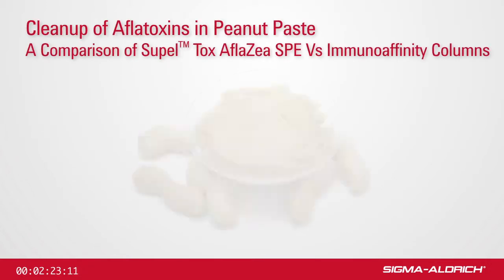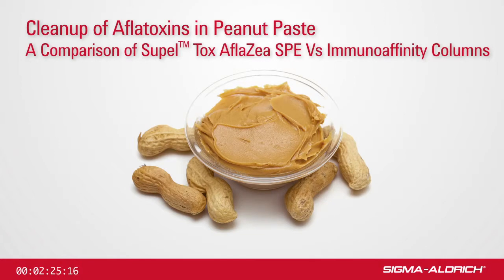This study compared a leading brand of immunoaffinity columns to SupelTox AlphaZea for the analysis of aflatoxins B1, B2, G1, and G2 in peanut paste. Sample processing time, product performance, and process simplicity were evaluated.